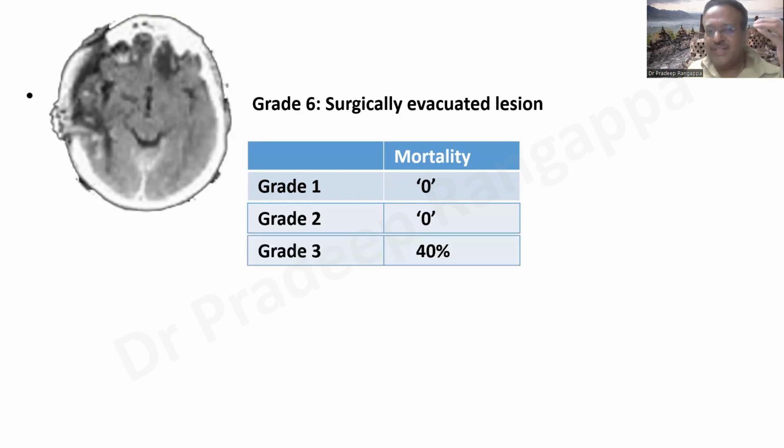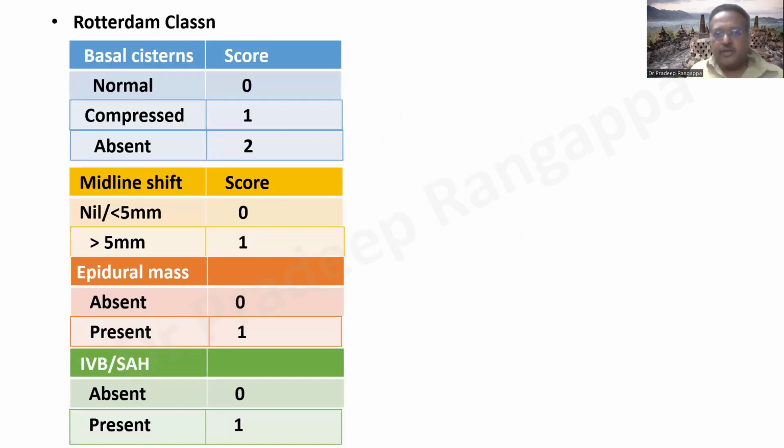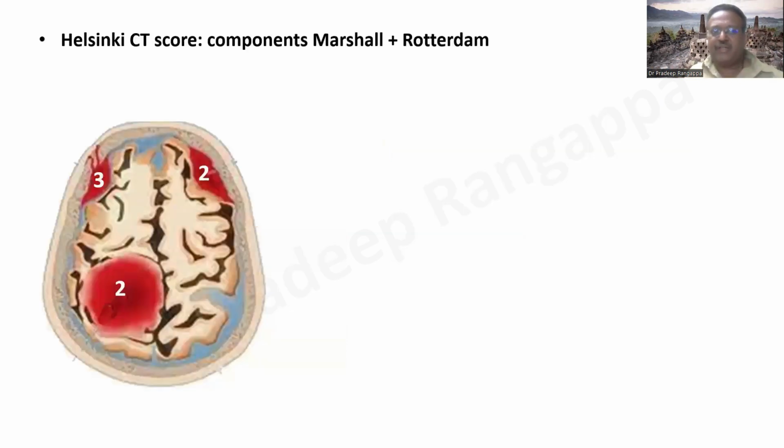Why is this important? Because it has a mortality correlation. When someone is in grade 3, where there is effacement of the systems, mortality goes up to 40%. And once they go to grade 5, grade 6, and as you see, grade 6 has a very high mortality. Then there are newer scores like Rotterdam. So as I said, any score, they factor in the systems, they factor in the midline shift, and they factor in the evacuable hematoma. And same is in the Rotterdam classification. And this is the mortality correlation with the different scores. Let's not dwell too much into this detail. Just remember these names. So these are the newer imaging classification.